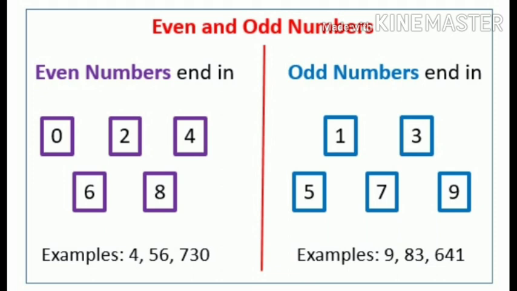Even numbers end in 0, 2, 4, 6, 8. For example, 4, 56 and 730. Now, odd numbers end in 1, 3, 5, 7 and 9. Examples, 9, 83 and 641.